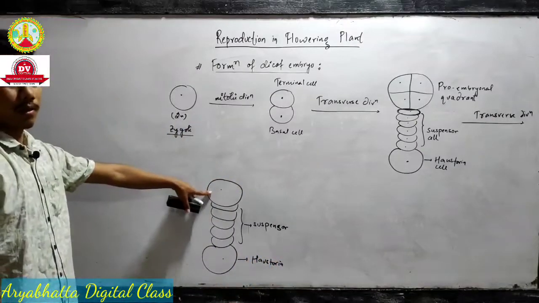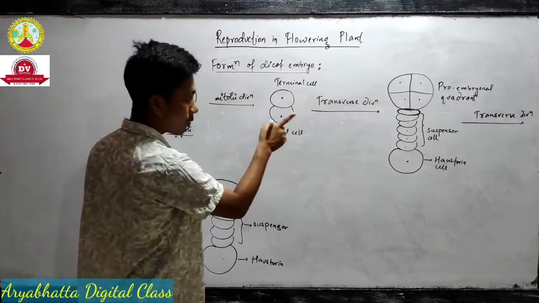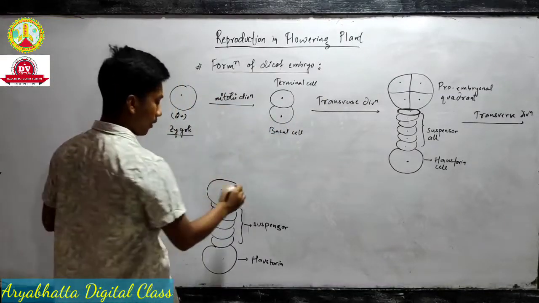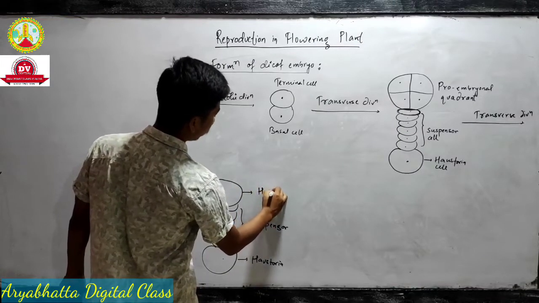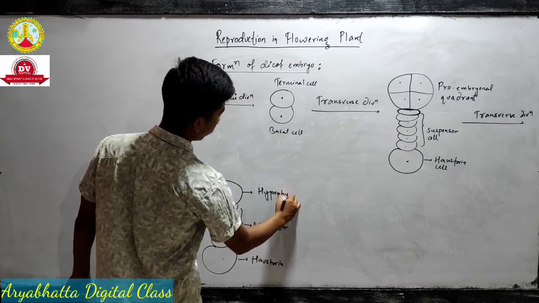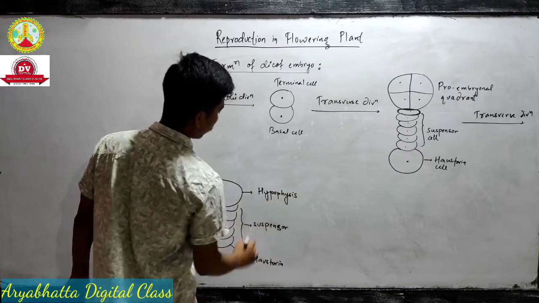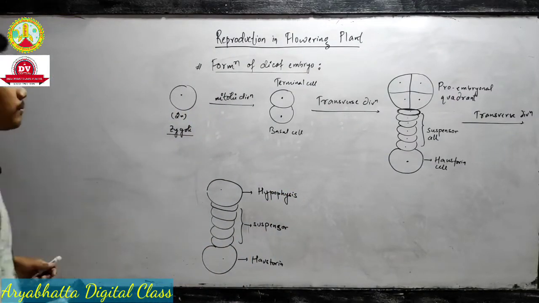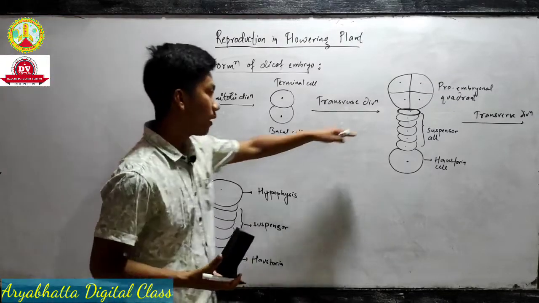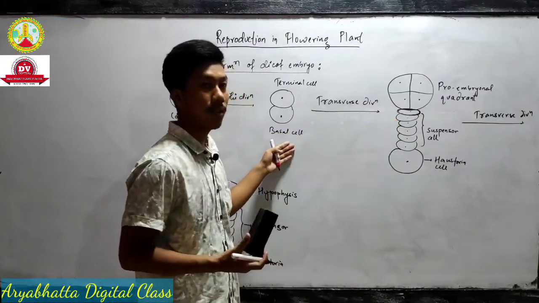The cell which becomes big, the upper cell in contact with the pro-embryonal quadrant, is known as the hypophysis cell. Okay, hypophysis cell. So this is the lower region of the cell, that is our basal cell.